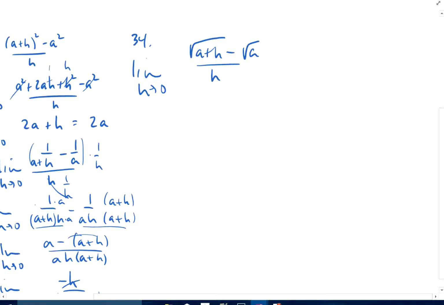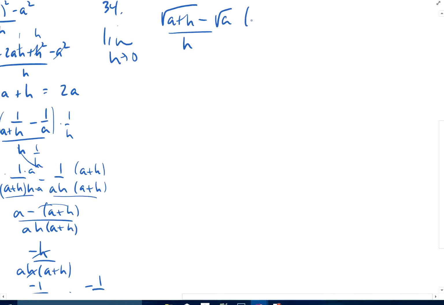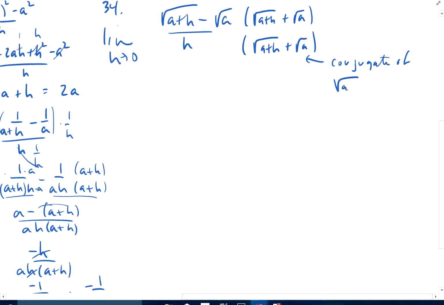Now, it says multiply the top and bottom by square root of a plus h plus square root of a. This is called the conjugate. So the conjugate is something when you have a negative, it's the same thing except you switch the sign and make it a positive. Or if it was positive, you switch the sign and make it a negative. So this is called the conjugate of square root of a plus h minus square root of a.